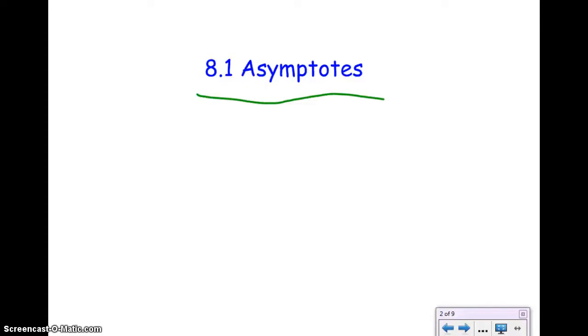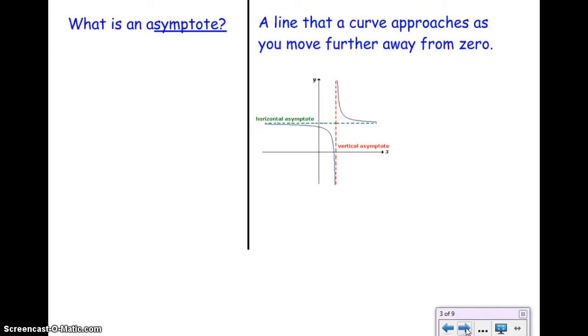Hi, Algebra 2. Today we are going to be talking about asymptotes. We are learning 3 new functions and they all have an asymptote. And believe it or not, you have actually already seen what an asymptote is. An asymptote really is just a line that your curve is approaching.